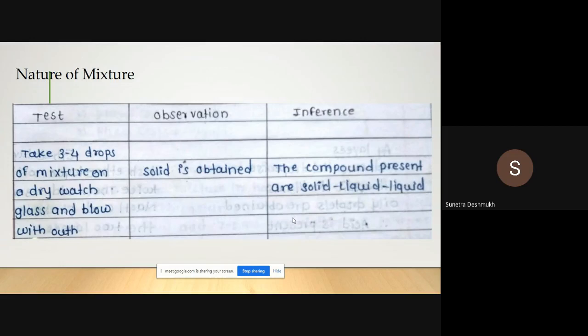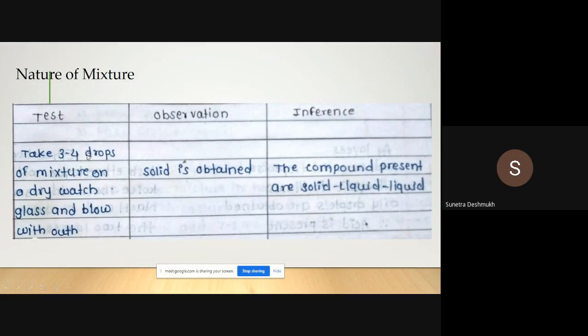So what is the first thing you will identify if you get a mixture in your hand? If I give you only a test tube, you have to do everything yourself with that mixture. So the first point, what you will do with that mixture, is the nature of the mixture. You have to make columns for test, observation, and inferences, and write what is the nature of the mixture.